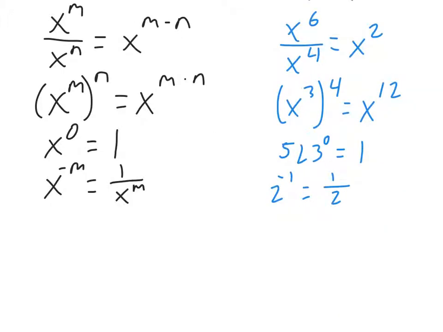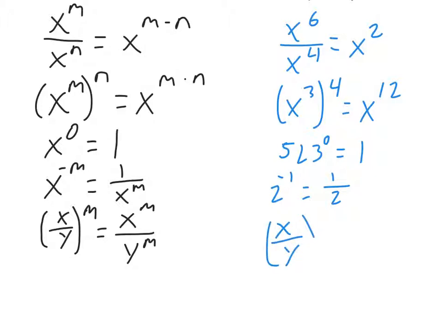Alright, couple more. So now let's say we have x over y, so x is being divided by y, and it's raised to the m. That means we're raising everything in that fraction to the m. So that's the same thing as saying x to the m divided by y to the m. So, example, x over y squared is just x squared divided by y squared.